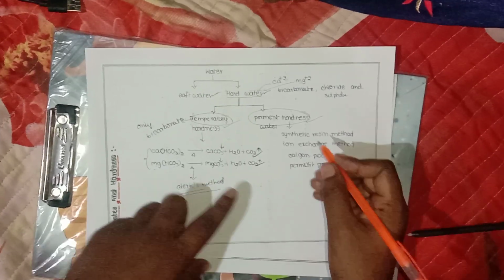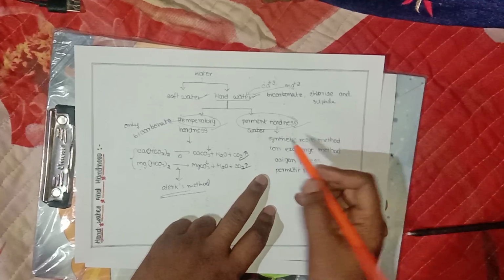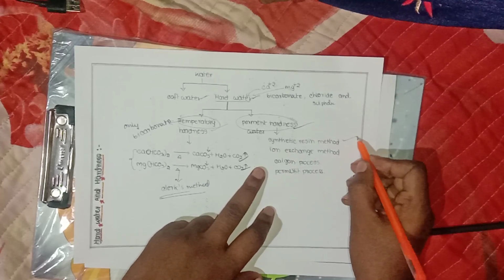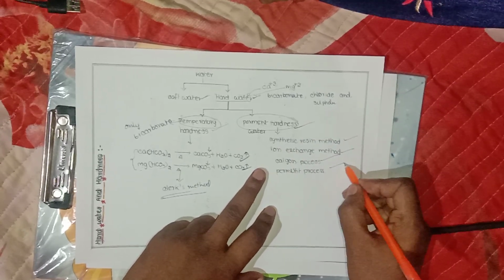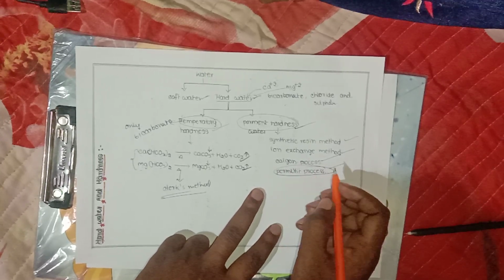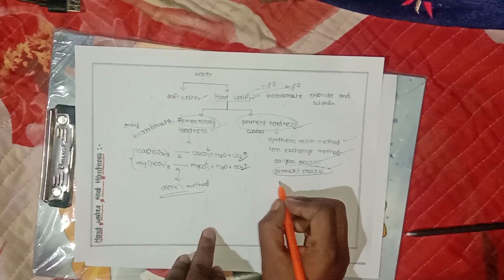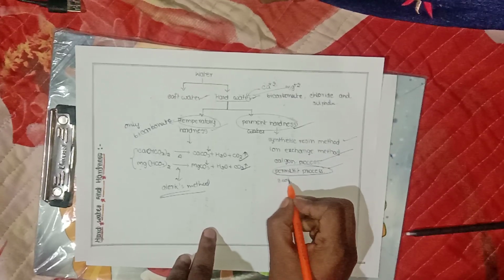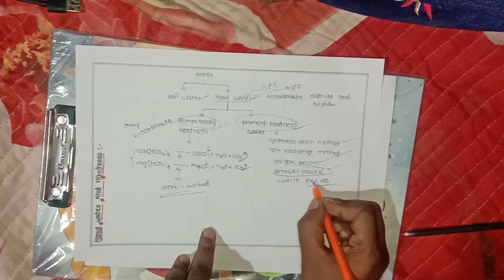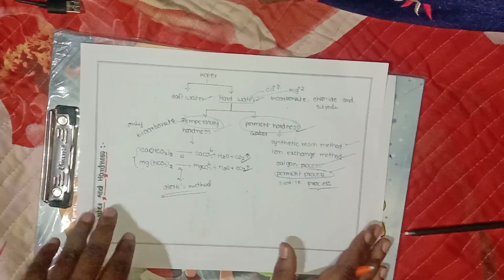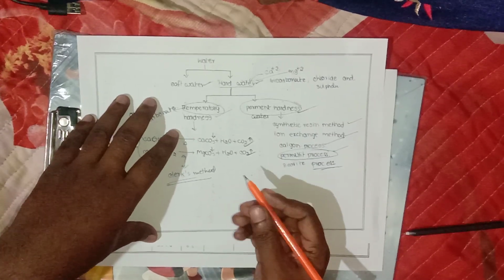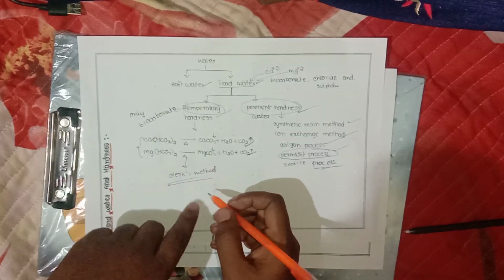And we have some other methods to remove the permanent hardness of water. Those are the synthetic resin method, ion exchange method, Calgon method, permutit method. This is one point we have to remember: the permutit process is otherwise known as the zeolite process.